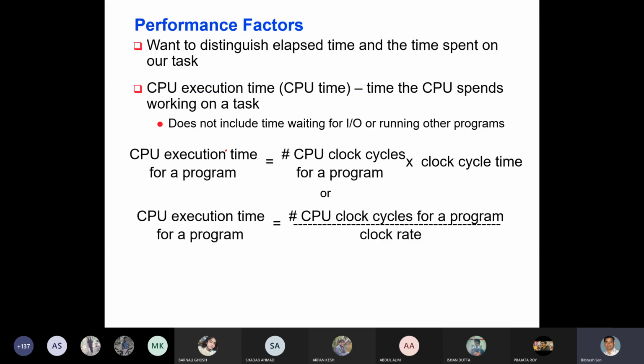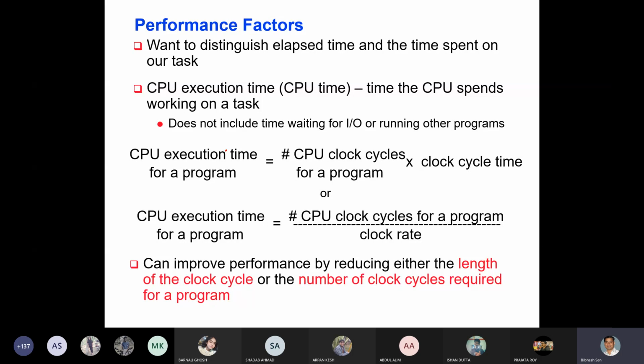Second is the CPU execution time for a program. CPU execution time for a program is the number of CPU clock cycles for the program, suppose X, and the clock cycle time, where the clock rate may be 2 gigahertz or something. Clock cycle time is the inverse of the frequency, that's why I've written 1 by f. So the CPU execution time for a particular program is the number of clock cycles divided by its clock rate, that means 2 gigahertz or whatever it may be. Cycle time may be in picoseconds or nanoseconds, but if you write it in terms of frequency, it should be the inverse of the frequency.